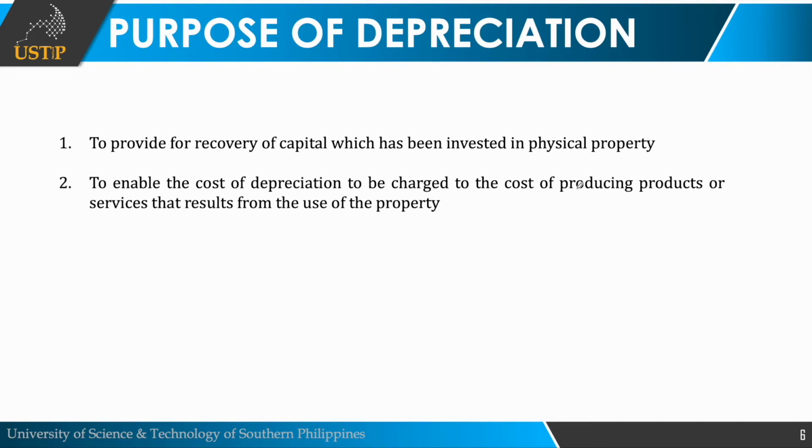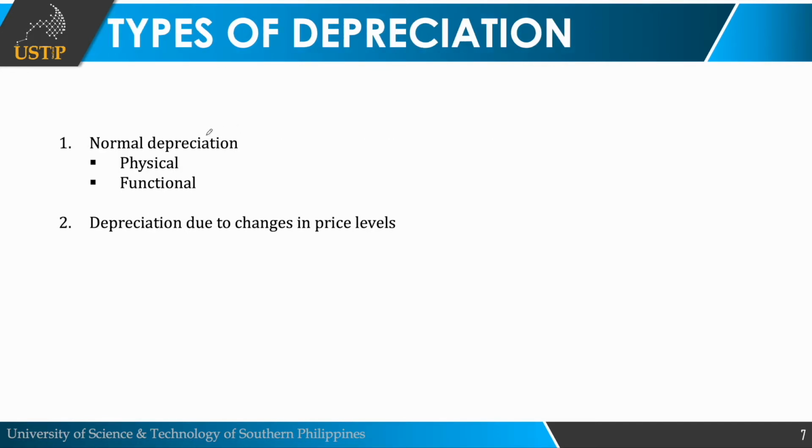Okay, it will make more sense when we discuss the different depreciation methods. Before we go to the depreciation methods, there are different types of depreciation. We have the normal depreciation under physical or functional. In the physical type, it depreciates because its physical abilities and capabilities are lessened. For example, because of wear and tear, it deteriorates physically. So that's one of the causes of the depreciation of a property. It's because of its physical inability. Next is the functional.